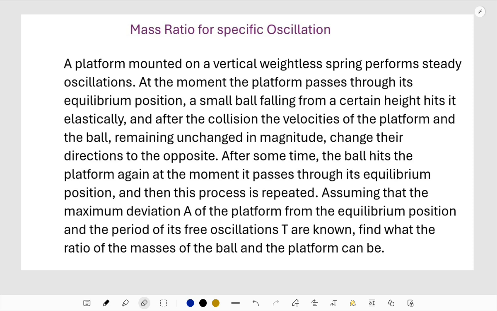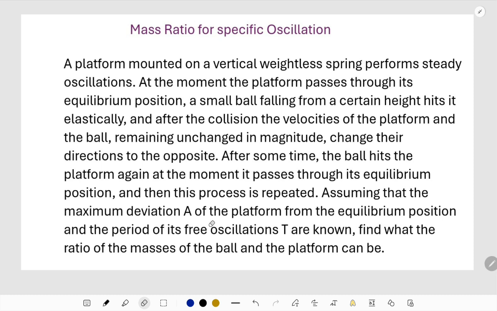There is one problem. In between this time period, is the platform completing its oscillation or not? In one time period of oscillation of the platform, there will be two collisions or maybe more than two collisions. I don't know. This problem doesn't clearly state this. The ball hits, goes up in the air, comes down, it takes some time, and then it hits again, and the platform is again at its equilibrium position. And in between, what happened? It may have completed some oscillations. It can be. So I'm assuming this.